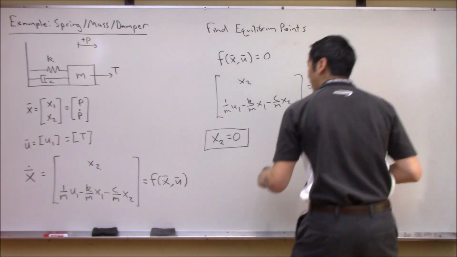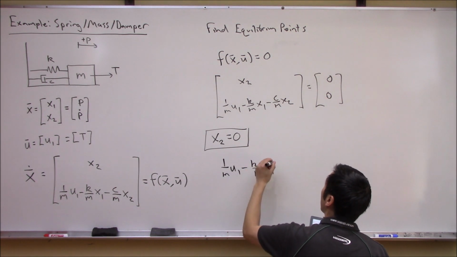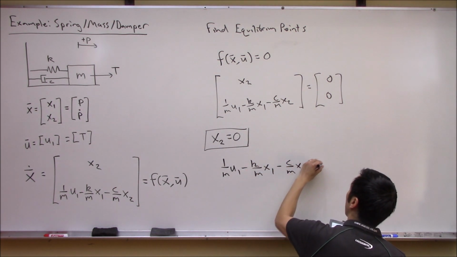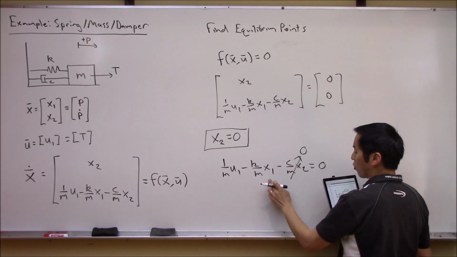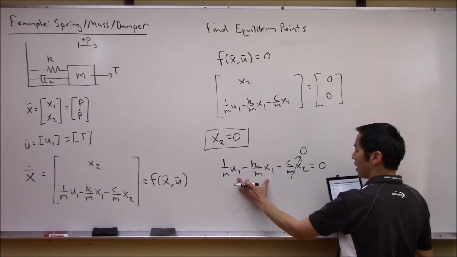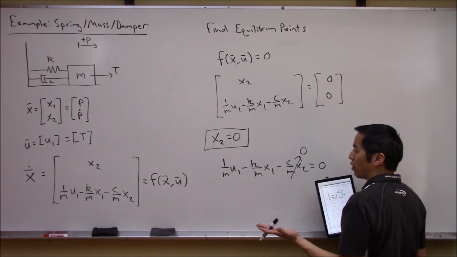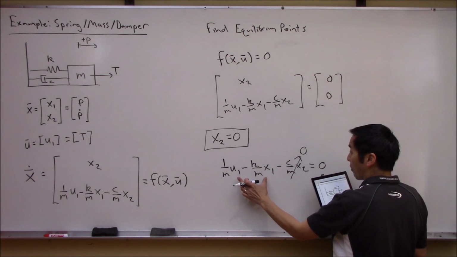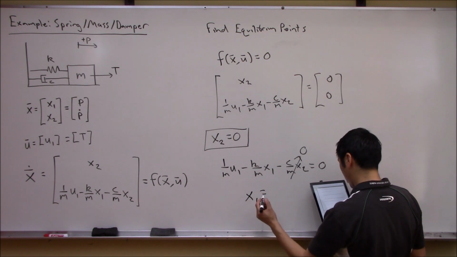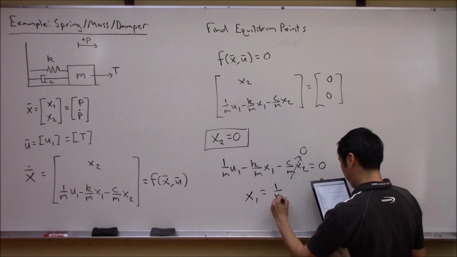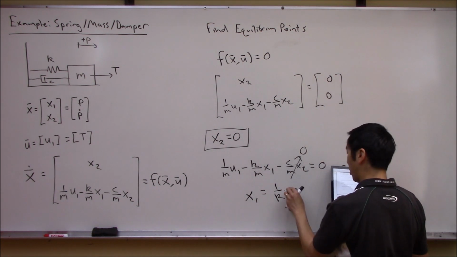Now, substituting that into the second row, we now have 1 over m u1 minus k over m x1 got to equal 0, but we said this x2 has got to be 0 from the first relationship. So this is what we end up with. So we see that actually right here we end up with one equation and two unknowns. So really there's a relationship between x1 and u1 that will yield an equilibrium situation. So by basically solving for that relationship, let's solve for x1. We basically end up with x1 is equal to 1 over k times u1.